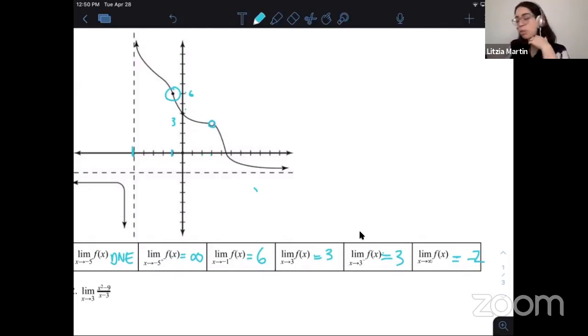Then that asymptote is at y equal to -2. So that's going to be our limit in this case.